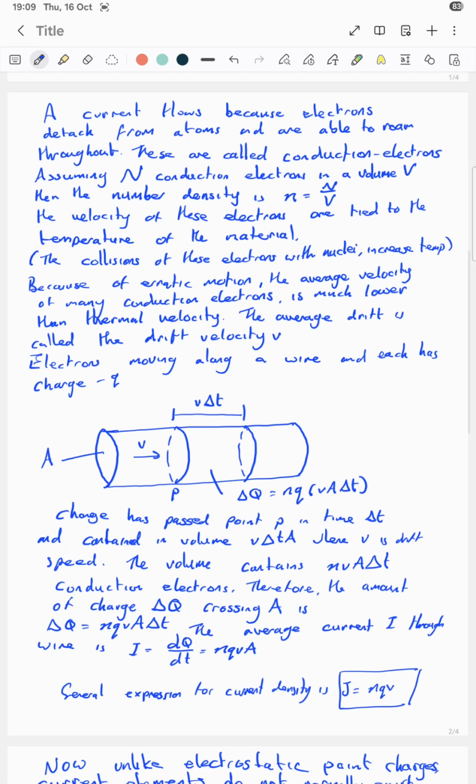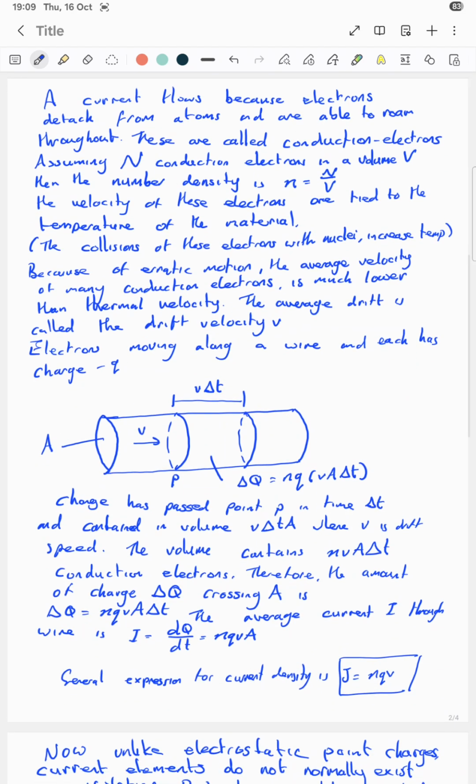A current flows because electrons detach from atoms and are able to roam throughout. These are called conduction electrons. Assuming N conduction electrons in a volume V, the number density n is N over V. The velocity of the electrons is tied to the temperature of the material. The collisions of these electrons with nuclei increase the temperature. Because of the erratic motion, the average velocity of many conduction electrons is much lower than the thermal velocity, and is called the drift velocity.